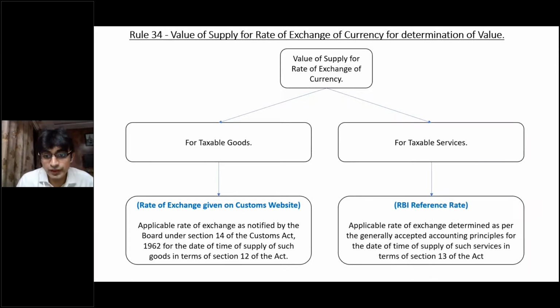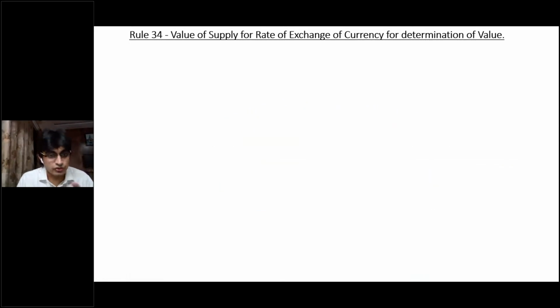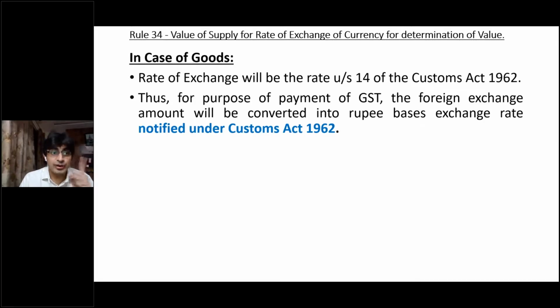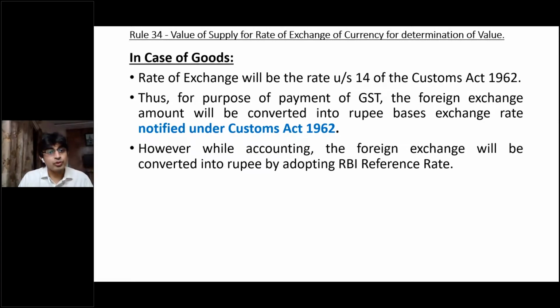Okay, but for services, I have to disclose that RBI reference rate. Normally, everyone, whether goods or service, is referring to RBI reference rate. But actually, it's not allowed. For goods, you are required to go to customs website and disclose. For services, you are required to show it as RBI reference rate. So chalo, let's see this. For goods, rate of exchange will be rate as per under Customs Act. Okay, जो भी customs में बताया है वो. However, books of accounts में you will have to disclose that RBI reference rate.